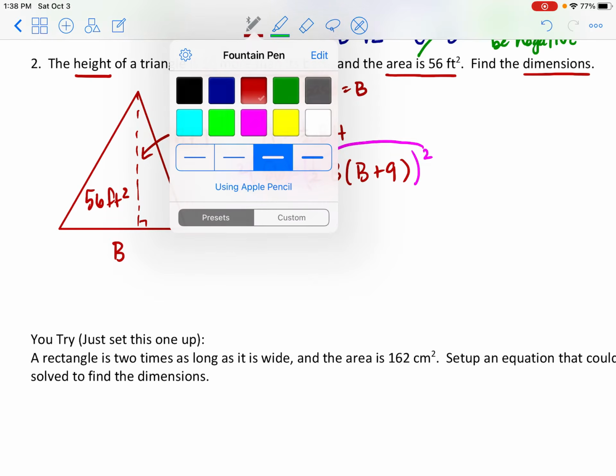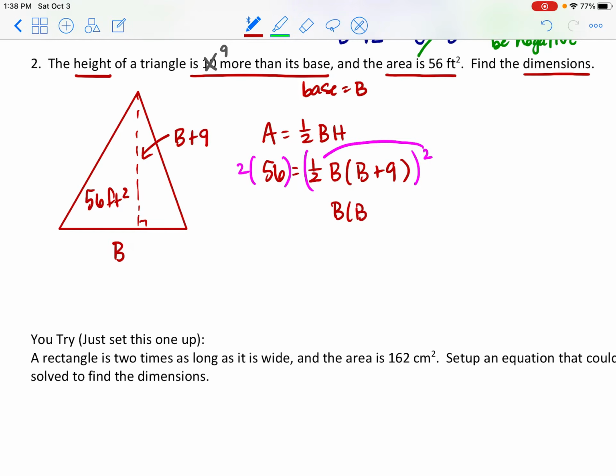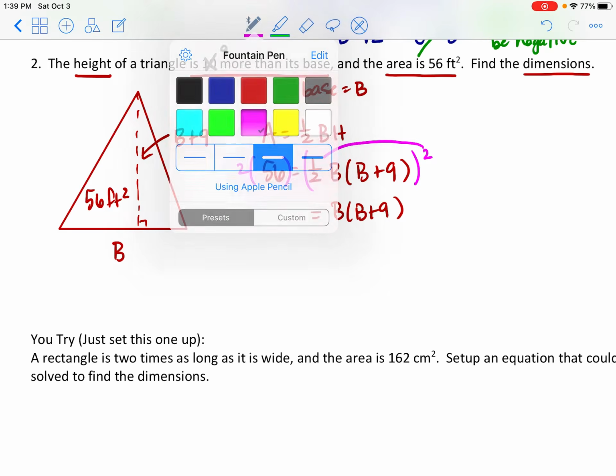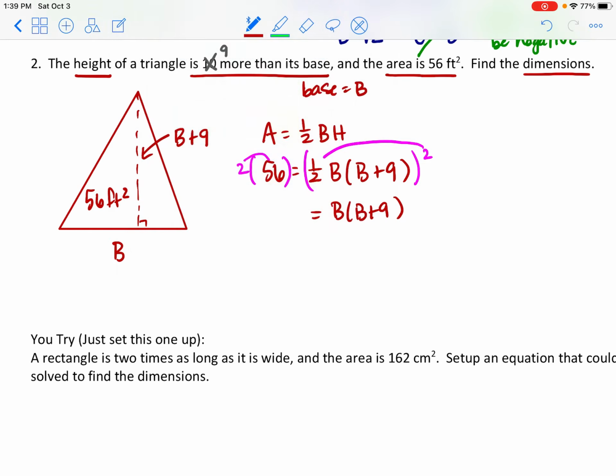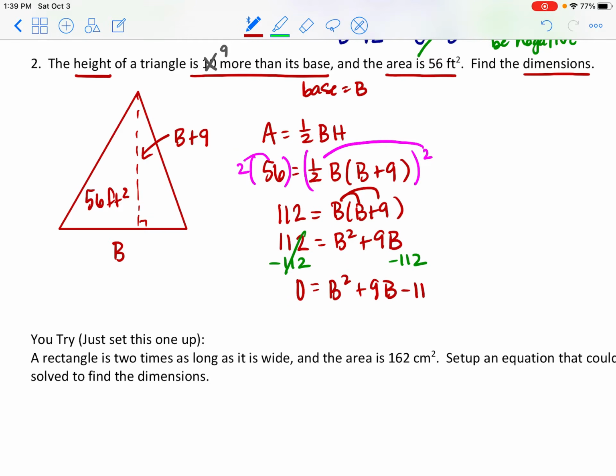So that's going to give us 1b times b plus 9 on this side, which is a little more manageable than the half. And then on the other side, the 2 times 56 is going to give us 112. So the fraction's gone. And now I'm going to distribute. So b times b is b squared, and b times 9 is 9b. I'm going to subtract the 112 over, so I can get this thing in order and equal to 0. So that cancels that. So I have 0 equal to b squared plus 9b, then minus 112.